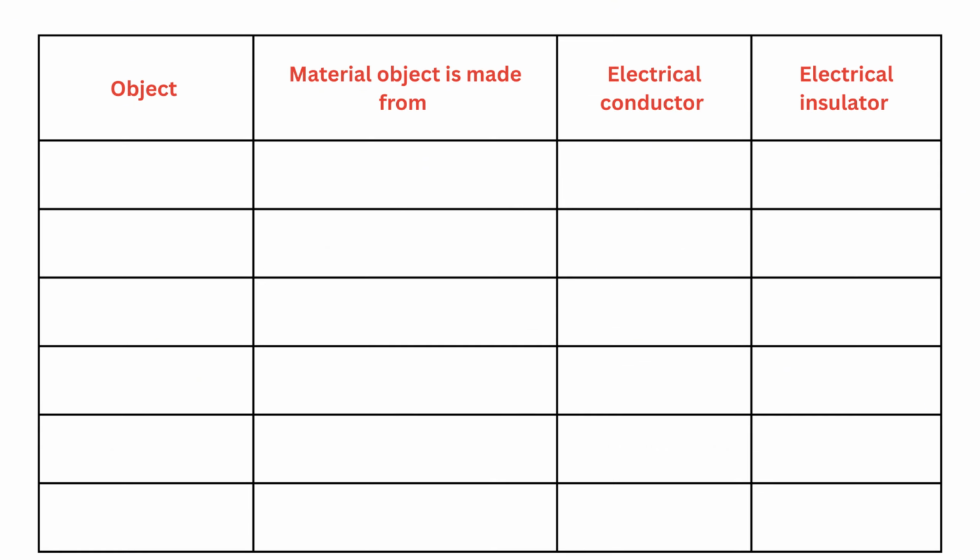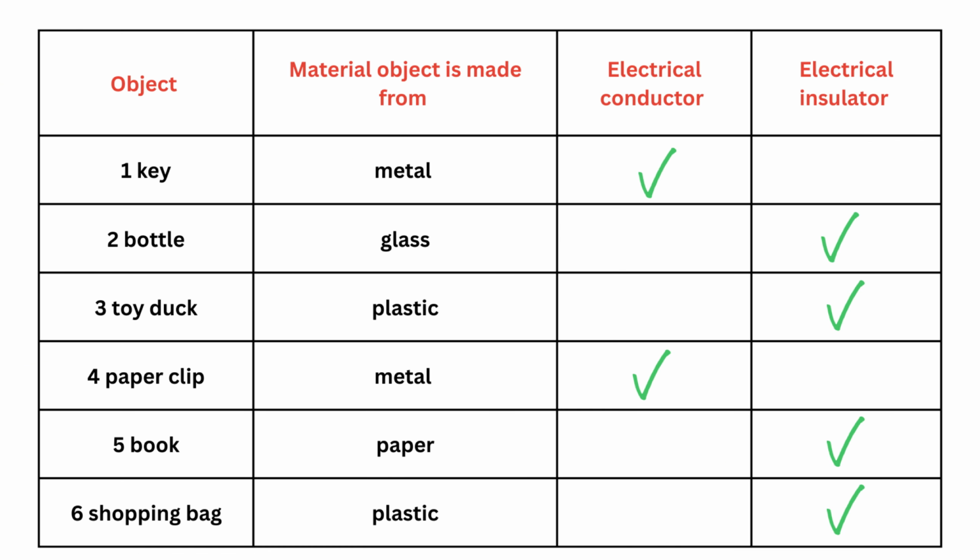Object, material object is made from. Electrical conductor, electrical insulator. So, first, number 1 is key. The key is made from metal and it is an electrical conductor. Number 2, bottle. The bottle is made from glass and it is an electrical insulator.